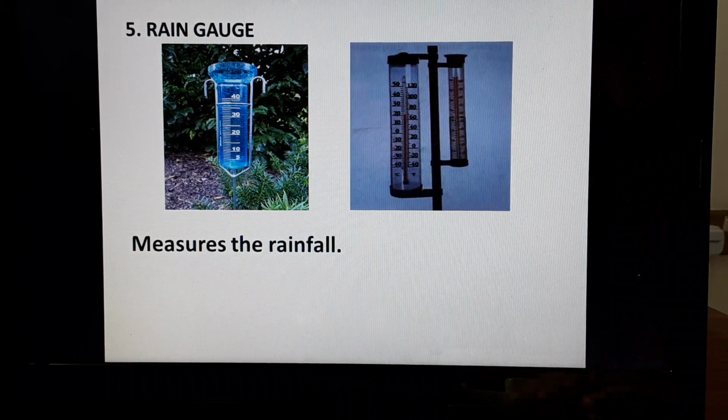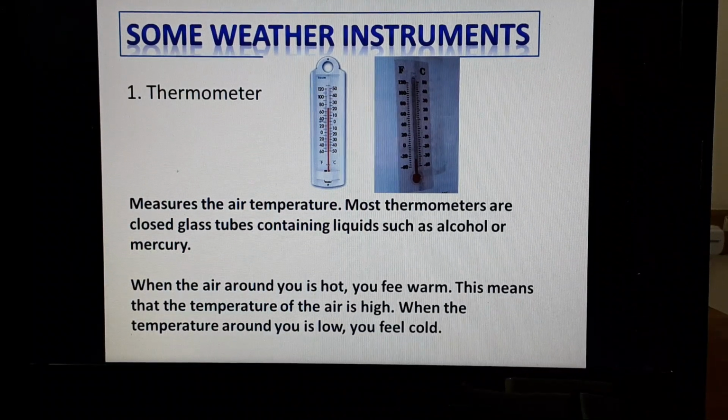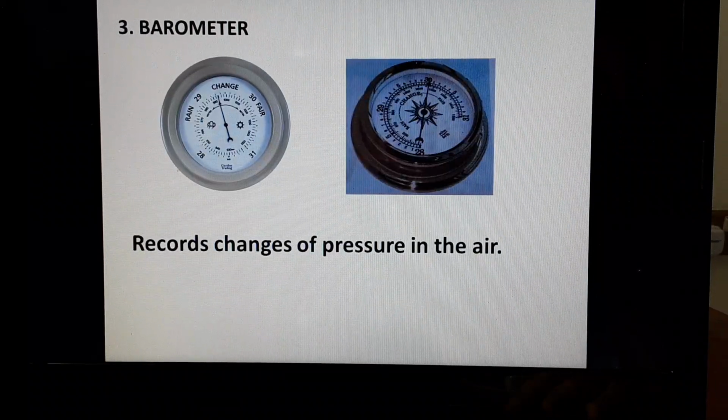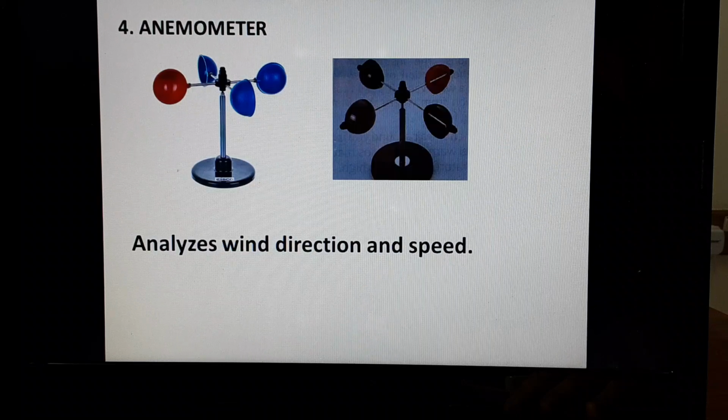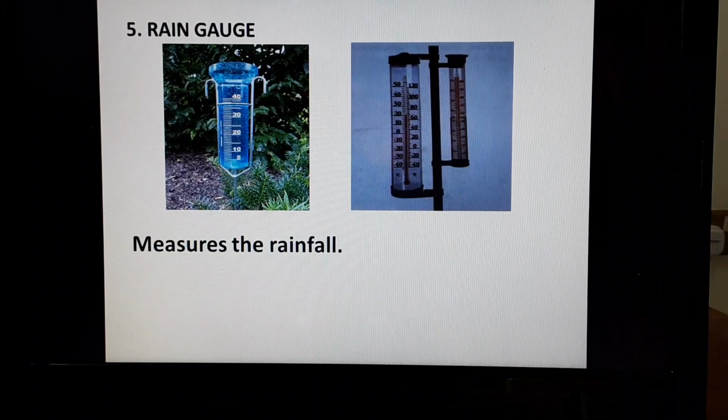So again, let's go back. What are the different types of weather instruments? The thermometer measures the air temperature, the hotness and coldness of the air. The wind vane tells us the direction of the wind. The barometer records the changes of pressure in the air. The anemometer analyzes the wind direction and speed. And the last one is the rain gauge. It measures the rainfall around us.